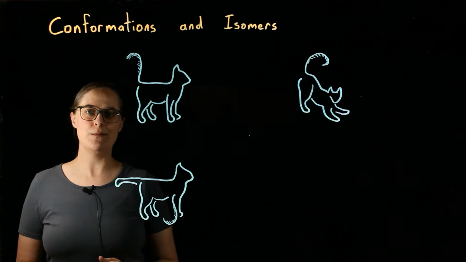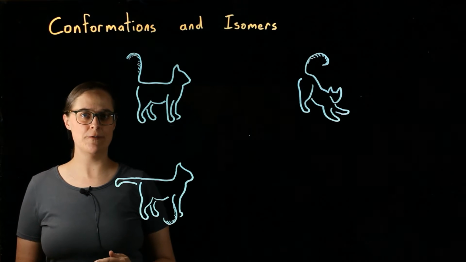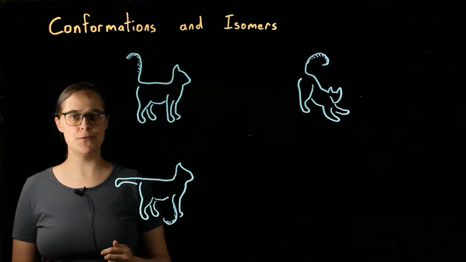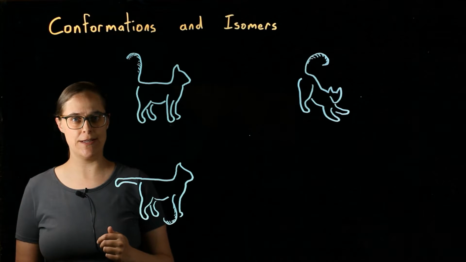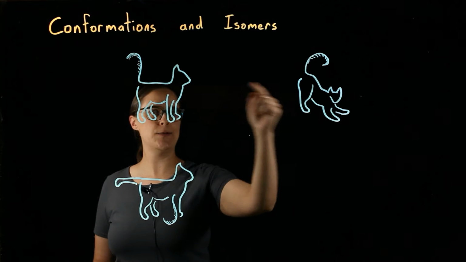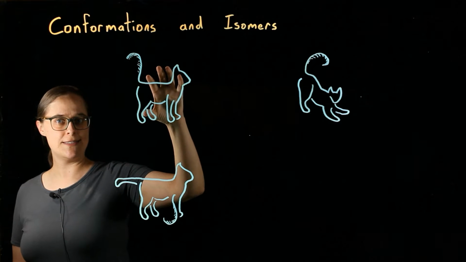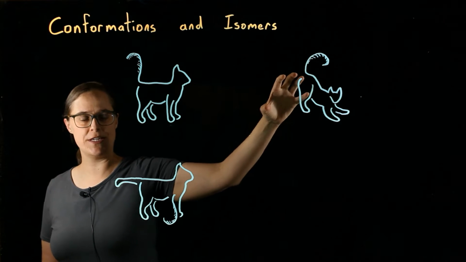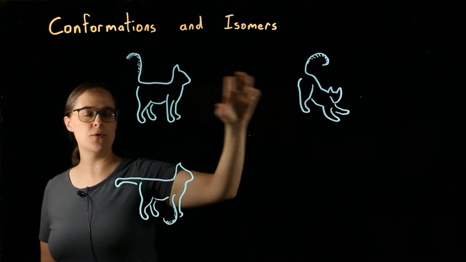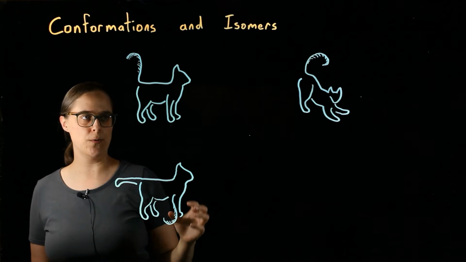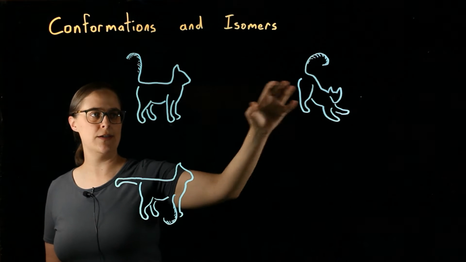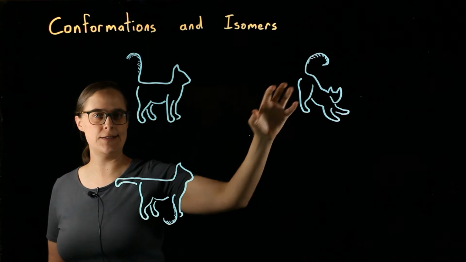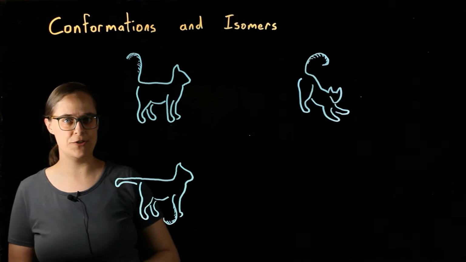In this video, I'm going to be explaining the difference between conformations and isomers. These are two terms that you hear a lot in organic chemistry. Let's look at these two cats at the top. We have a cat standing versus a cat stretching. This is some normal movement that a cat can do. These are both cats. The relationship between these two cats is that they are conformations.